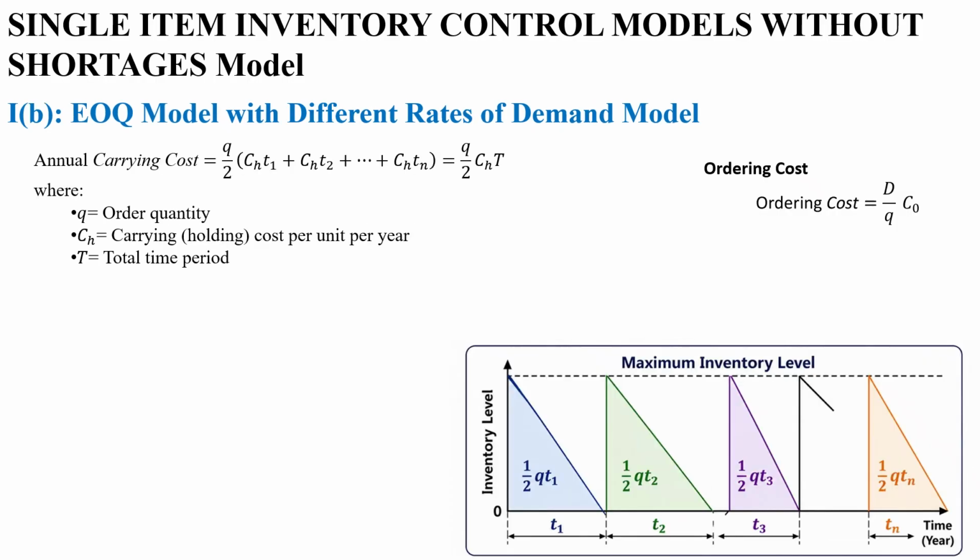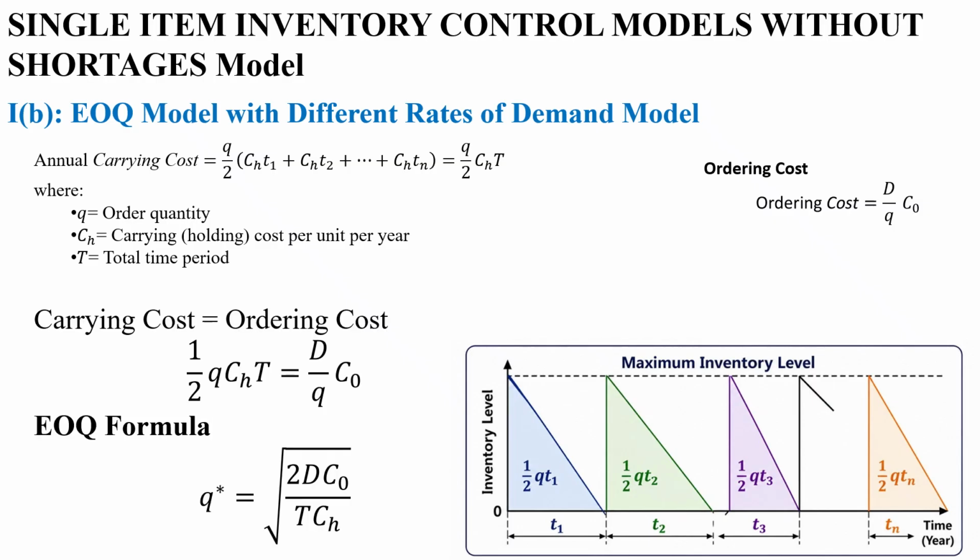Let's discuss another model, model 1B, EOQ model with different rates of demand. So here annual carrying cost equal to Q by 2 into CHT1 plus CHT2 plus up to CHTN. Then Q by 2 equal to CH into capital T, where capital T equal to T1 plus T2 plus up to Tn. And one more important formula I have to remember. So in model 1B, small q star, economic order quantity, equal to root of 2D C naught by T into CH.